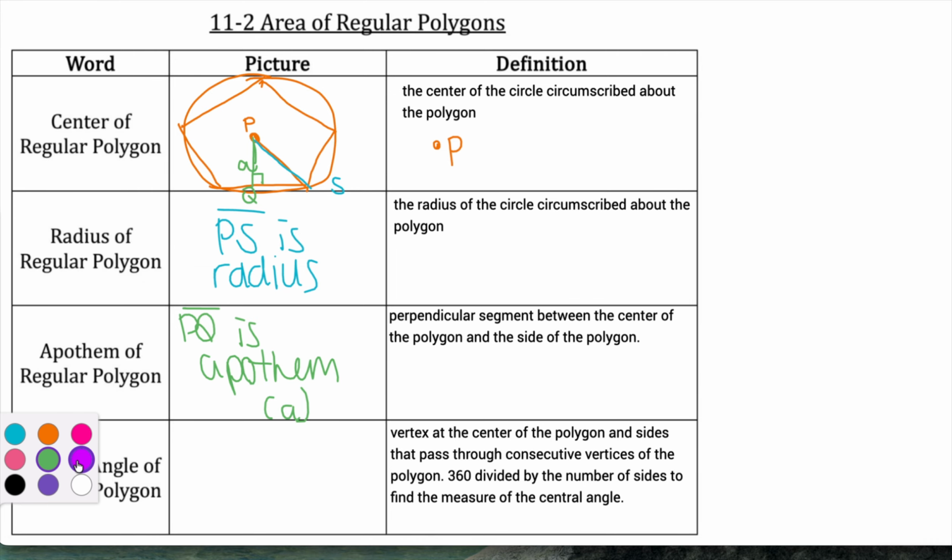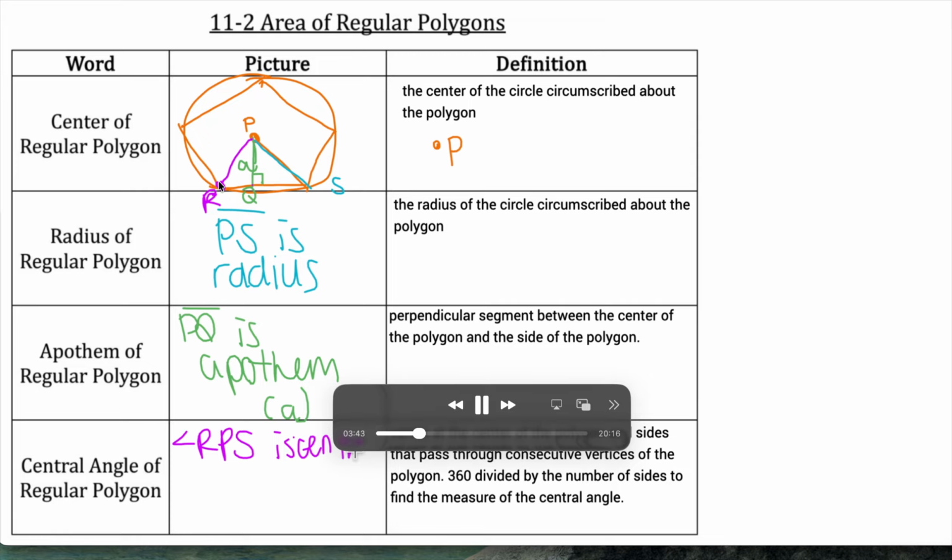The last thing we have is a central angle of a regular polygon. That is the vertex at the center of the polygon and sides that pass through consecutive vertices of the polygon. So in this case, not QPS, but RPS is considered the central angle, because from R to S, those are two vertices, so R back to the center and then out to S. How we find the measure of a central angle is we take 360 and divide it by the number of sides. So 360 divided by 5 is 72 degrees. So angle RPS would be 72 degrees.